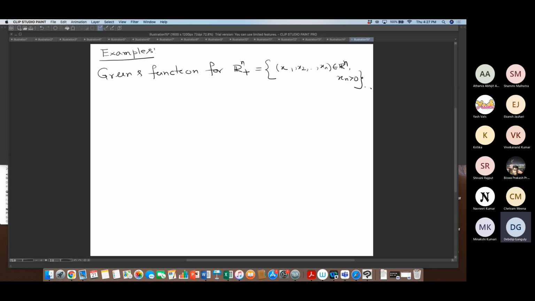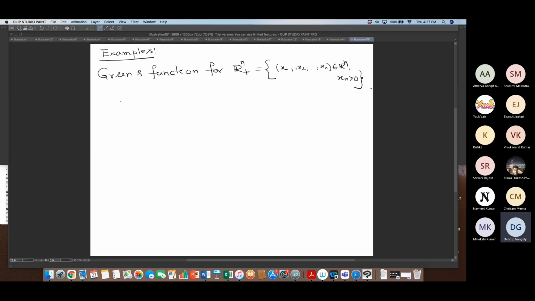So sometimes in the literature that is called also the Green function for Rn, or sometimes it is called the fundamental solution. Because the way I define Green function, it may not be unique, because any constant plus the fundamental solution is again a Green function for Rn. Okay, Green function for Rn plus.